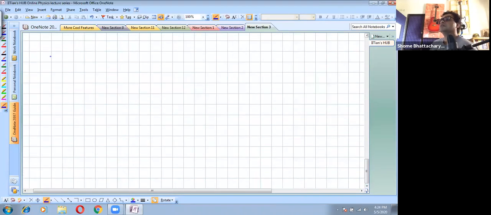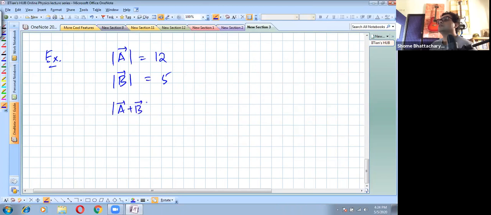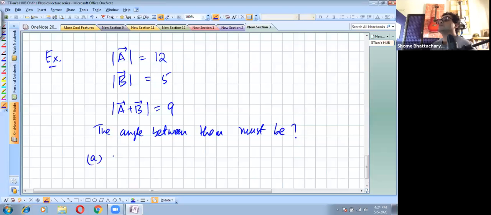So similarly, for example, suppose I say mod A is equal to 12 and mod B is equal to, let us say, 5, and magnitude of A plus B is, let us say, 9. Okay. And then I say the angle between them must be 0 degrees, 90 degrees, acute or obtuse. Okay. So again, these are those type of questions.